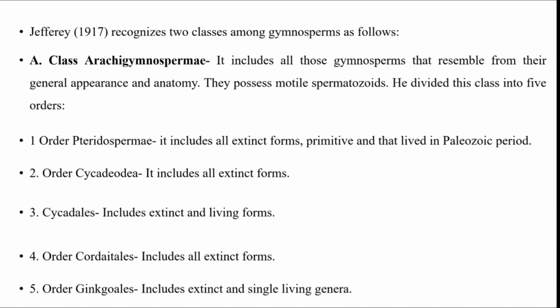It includes all those gymnosperms that resemble ferns in their general appearance and anatomy, and they possess motile spermatozoids or sperms, or male gametes. So the orders placed under the Archegymnospermae are Pteridospermae, second Cycadofilicales, third Cycadales, fourth Cordaitales, fifth Ginkgoales. All these orders are placed under the class Archegymnospermae.